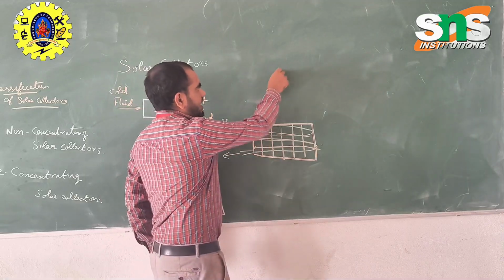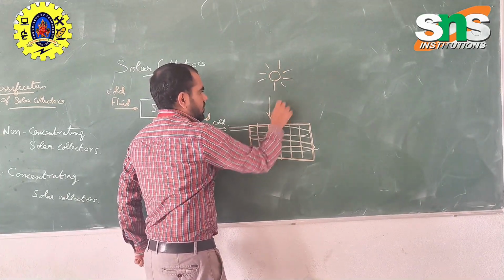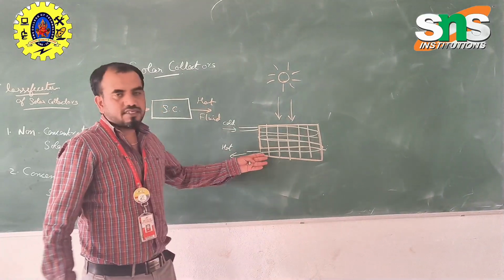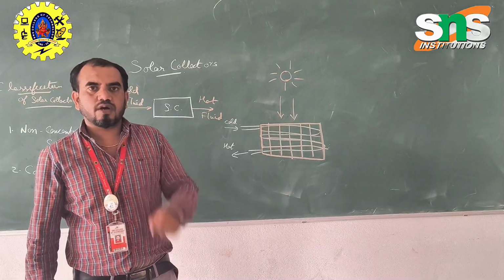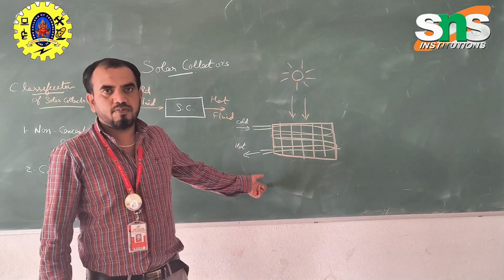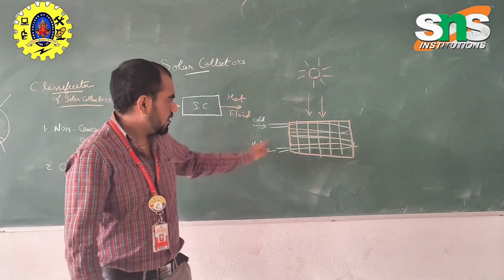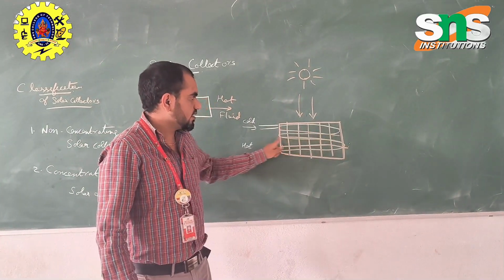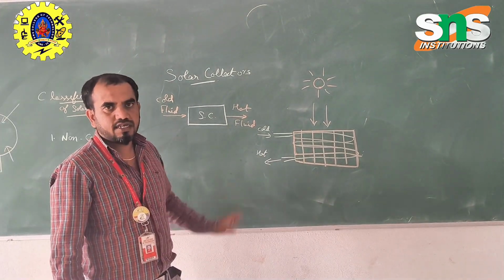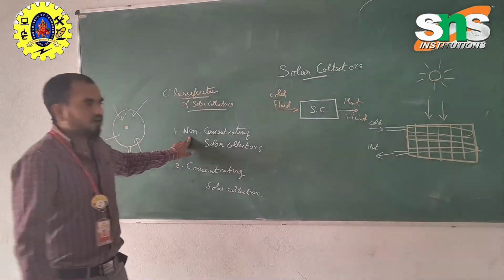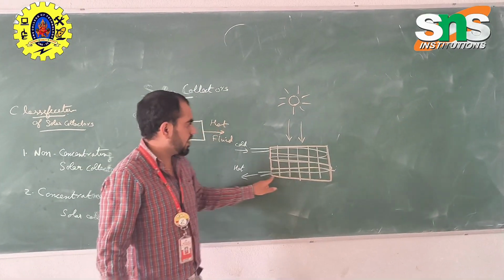This is because the PV cells will absorb the radiation of the sun. Inside the cell there will be a black body which is used to absorb the radiation, and it will also be insulated to reduce thermal heat transfer. So the cold water which enters inside will come out as hot water. This is what we call a non-concentrating solar collector.